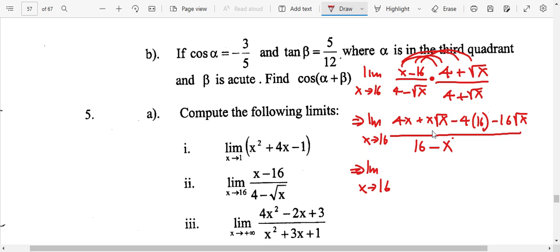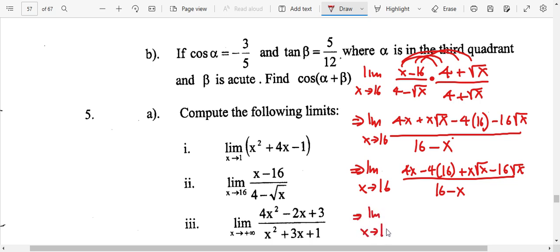Because I need to remain with 16 minus x. So let me pair up those which have roots alone, and those without roots, I also pair them alone. So we're going to have 4x minus 4 with a 16, and then plus x square root of x minus 16 square root of x, divided by 16 minus x, like that. So this will give us the limit as x approaches 16.